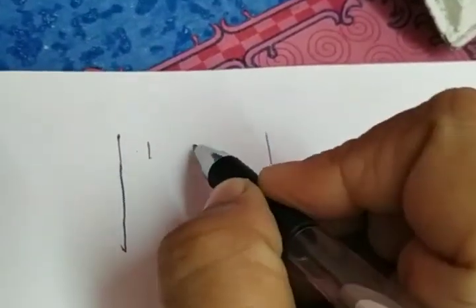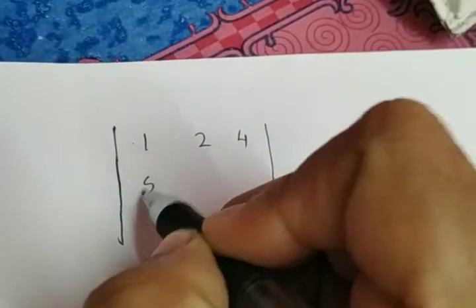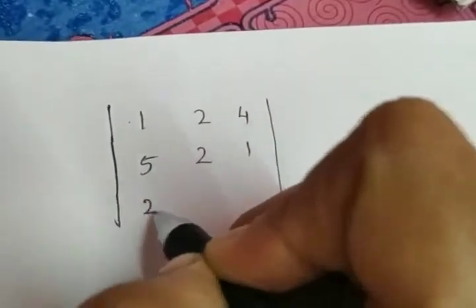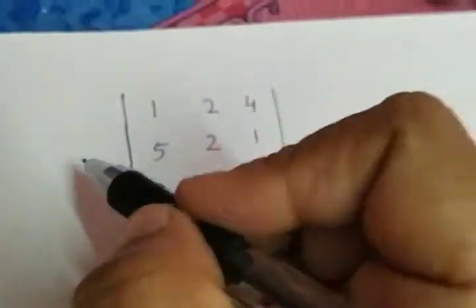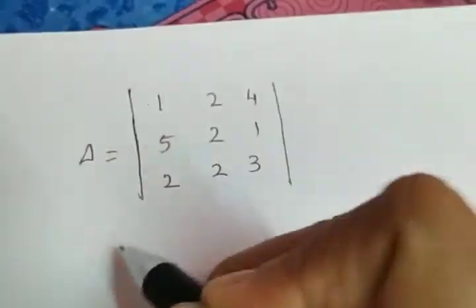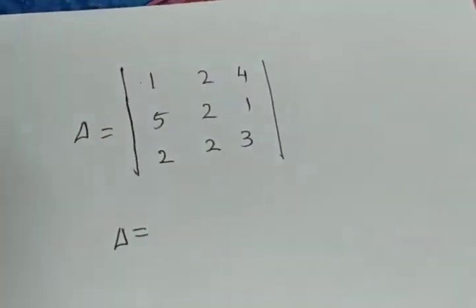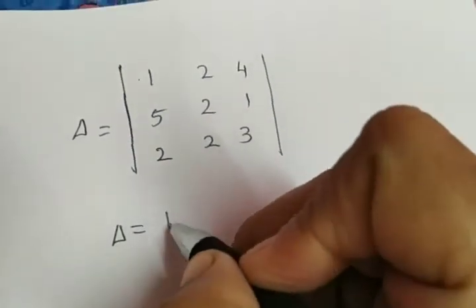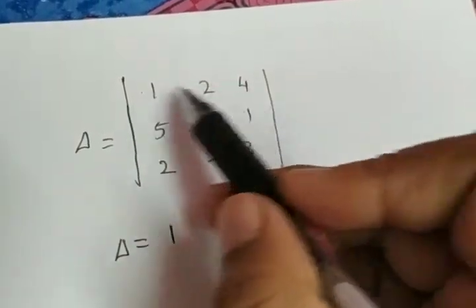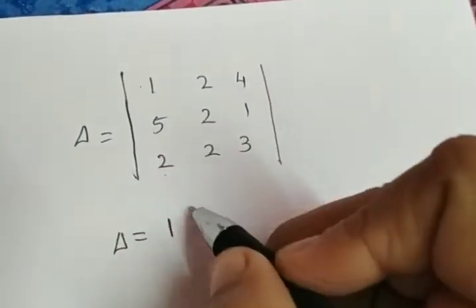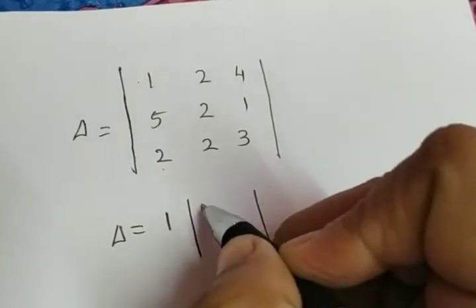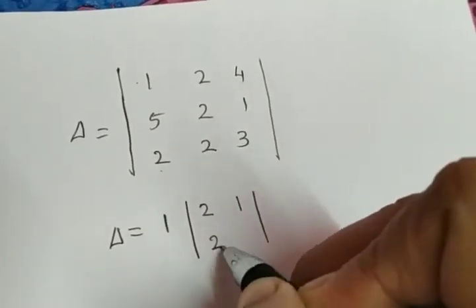So I am taking the determinant value of a 3 by 3 matrix: 1, 2, 4, 5, 2, 1, 2, 2, 3, and I am going to calculate the determinant value using the first row. Okay, I am doing it step by step. So 1 into, what you will do is we will avoid the row and column containing 1. So the balance determinant we are getting is 2, 1, 2, 3.